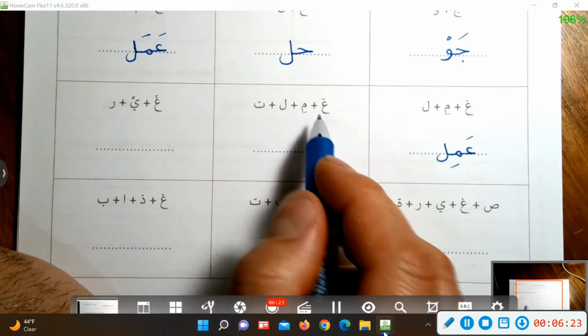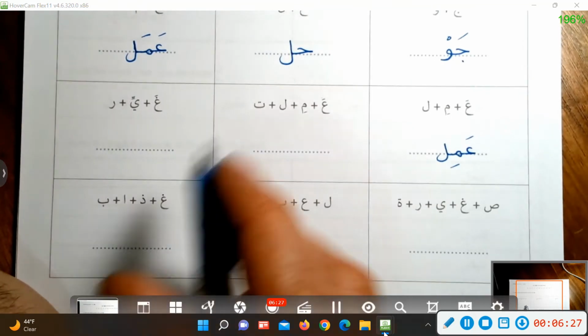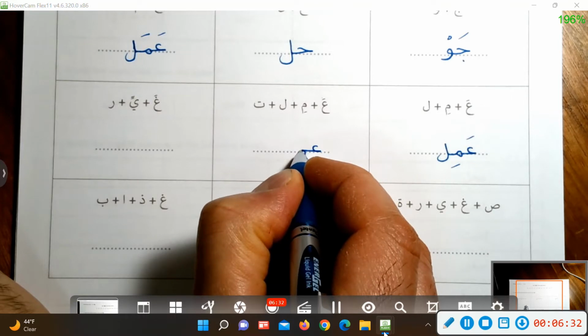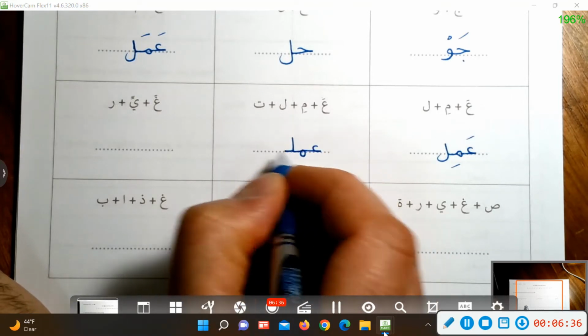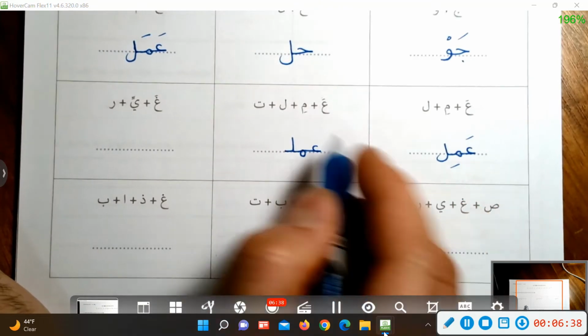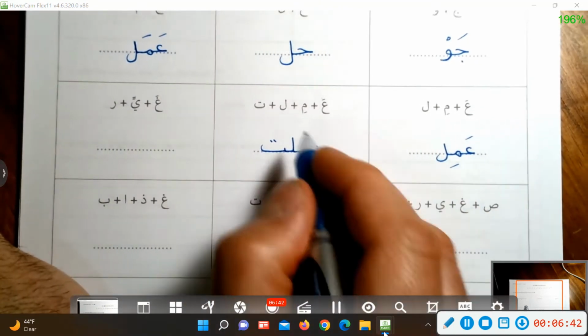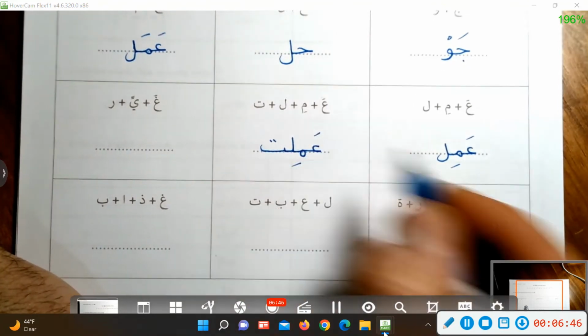Same thing with عملت. We have the ayn, we have the meme, we have the lam. Now the lam stays above the line because it's not the last letter, and we get it connected to the ta. عملت. فتحة كسرة. عملت.